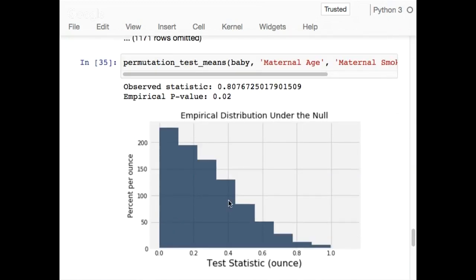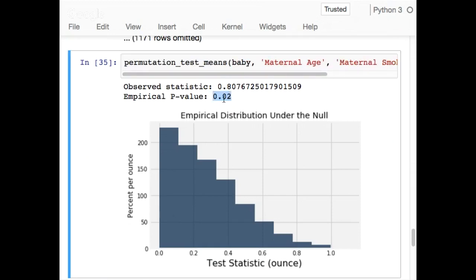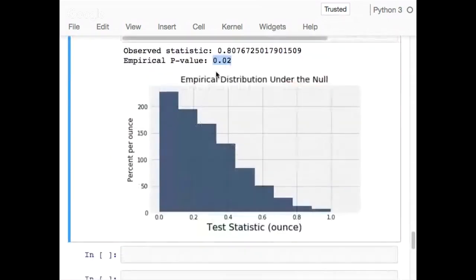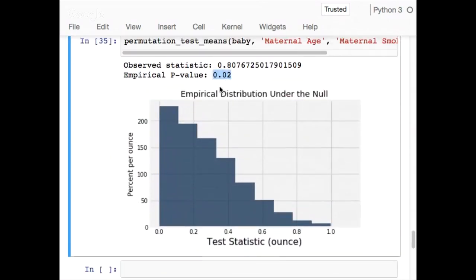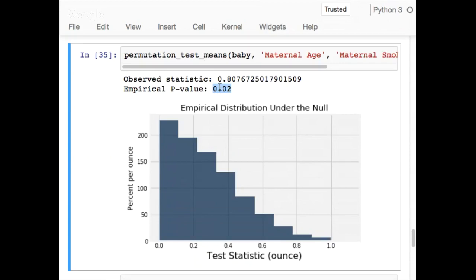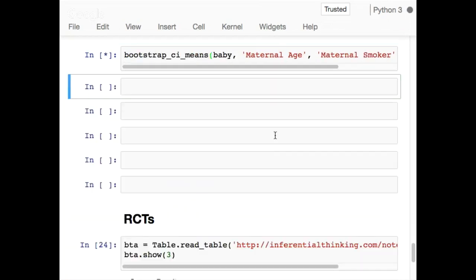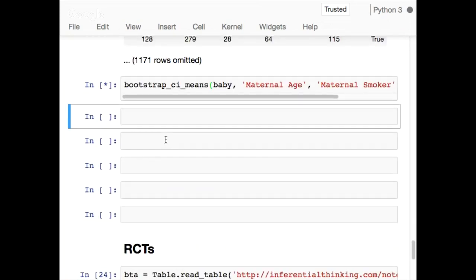So we do see that there is an association. We got a p-value of 0.02. What we observed was a difference of 0.8 in maternal age, but that results in an empirical p-value of 0.02. So it looks like there is some association between smokers and the age at which you give birth to a baby. All I'm going to do is change that to get a bootstrap confidence interval. So let's change that, and here we go. Bam, confidence interval.